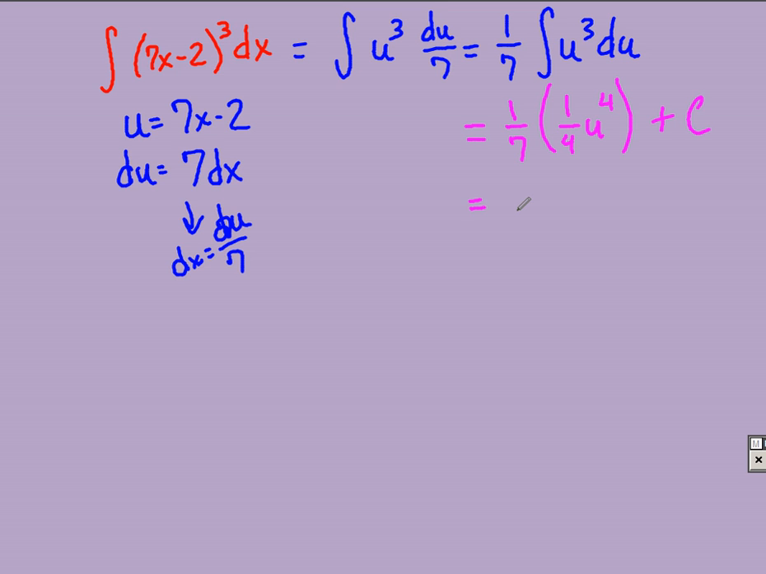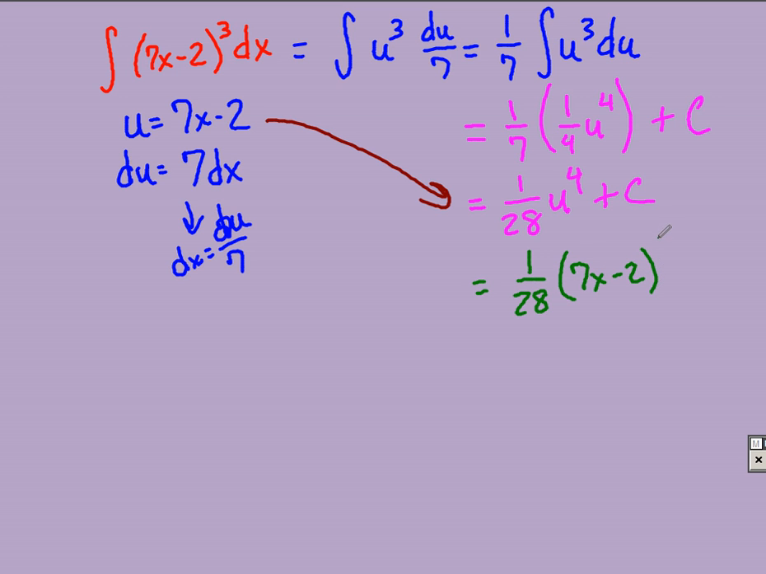And then from there it's just simplifying it. 1/7 times 1/4 is 1 over 28. It is u to the 4th plus c. Now the thing is, I can't keep it in terms of u. I need to plug back into my original expression. I need to get it back in terms of x. So to do that, this is now 1 over 28, and instead of u, I'm going to plug back in 7x minus 2 to the 4th power plus c.